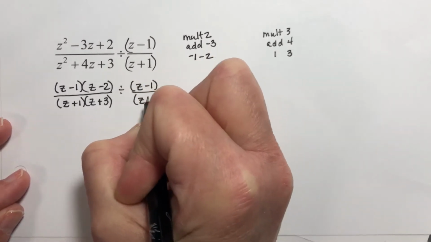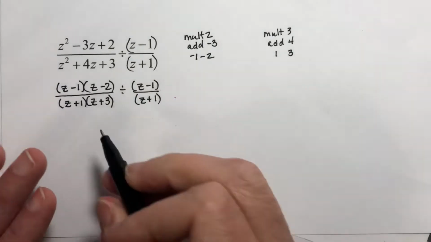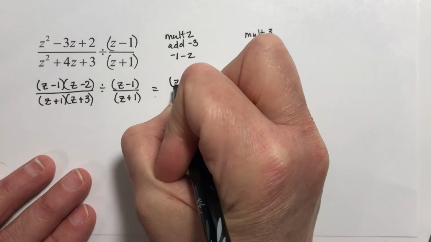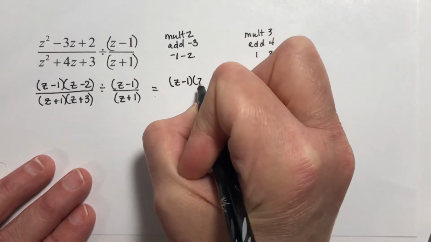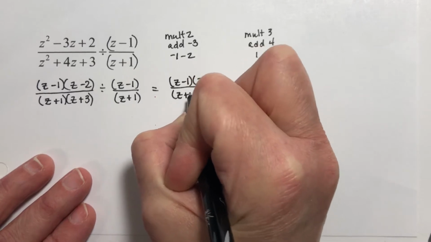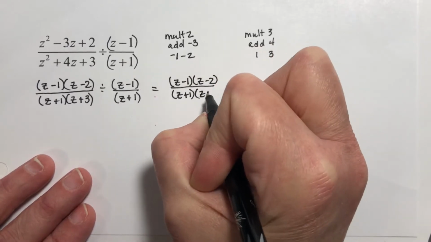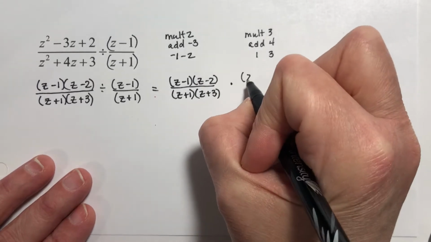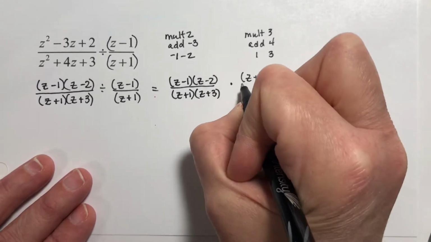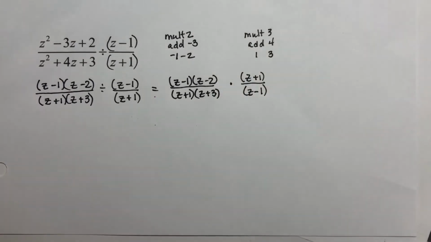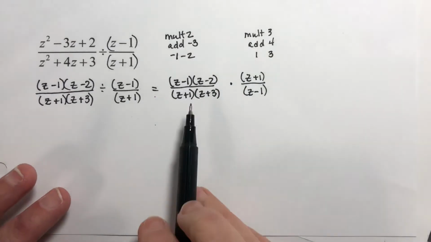recopying here. Okay, now that everything's factored, I can change it to a multiplication. z minus 1 times z minus 2 over z plus 1, z plus 3, times z plus 1 over z minus 1. Okay, now let's look for cancellations.